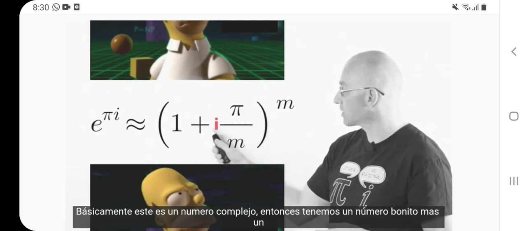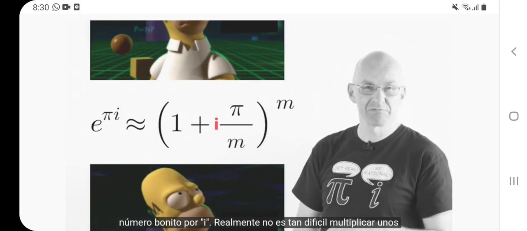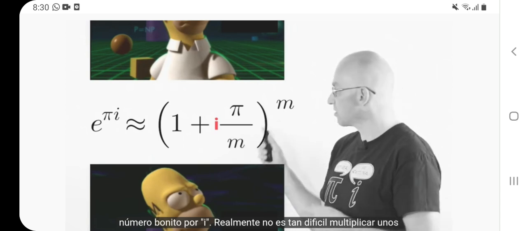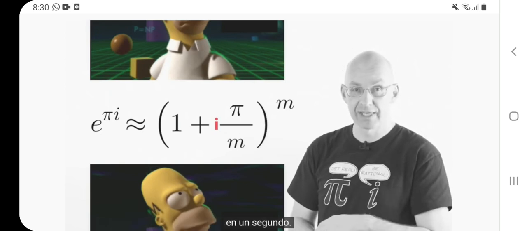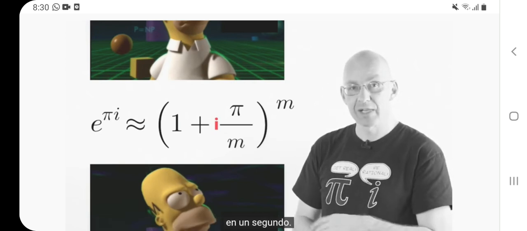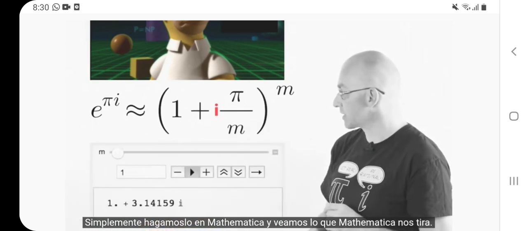So we've got a nice number plus a nice number times I. This looks weird, but it's actually not very hard to multiply a couple of those things together. I could teach you in a second. Actually, I'm going to teach you in a second and just do it. Let's just do it on Mathematica and see what Mathematica spits out.